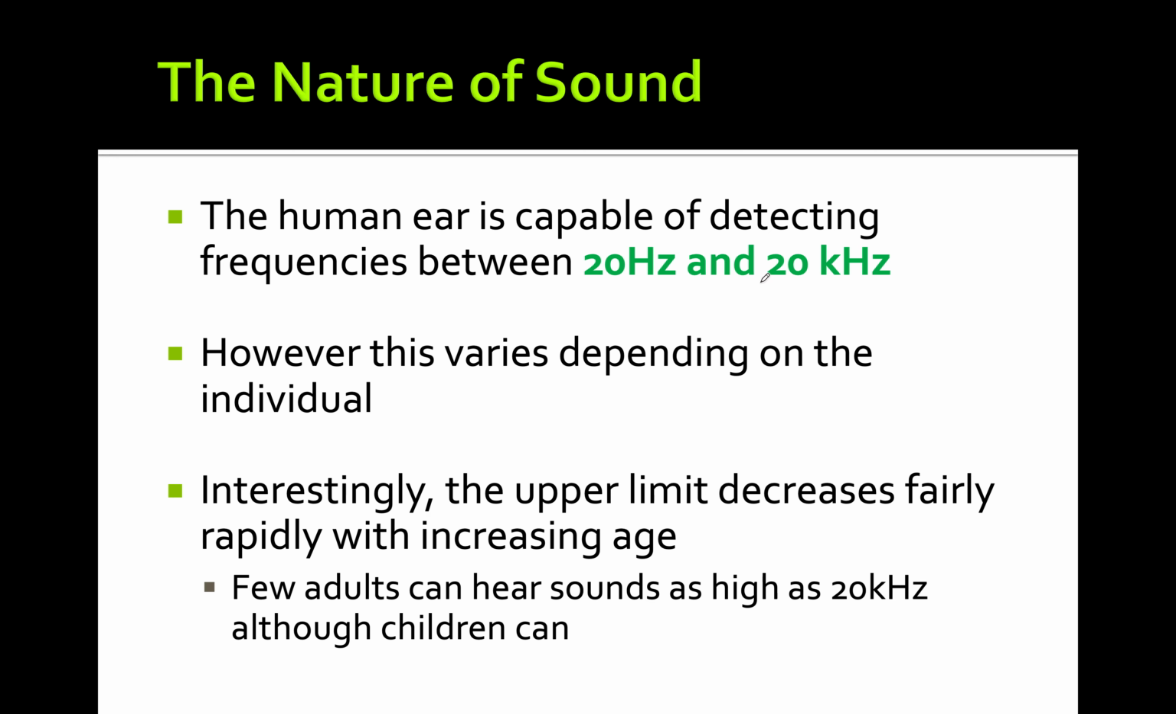So the detectable sound range shrinks with age. However, this varies depending on the individual. This is a normal ear. Depending on the individual, that range can vary a little, maybe from 100 to 15,000 hertz, something like that. Interestingly, the upper limit decreases fairly rapidly with increasing age. A few adults can hear sound as high as 20 kilohertz. Children can. When you are young, you are a kid, you can hear that sound. But as you grow older, the upper range goes down very rapidly.